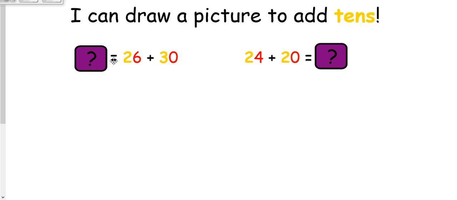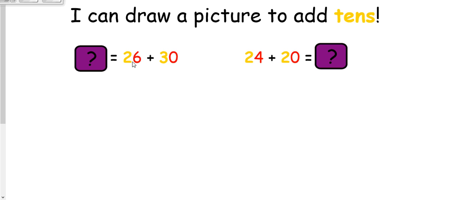Unknown number equals 26 plus 30. Let's look for our plus or minus sign. It's a plus. Plus means put together. What are we putting together in this problem? 26 and 30. The whole is going to go here in front of the equal sign. Remember, in addition, the parts are with the plus sign, and the whole is always by itself. So our parts are 26 put together with 30.